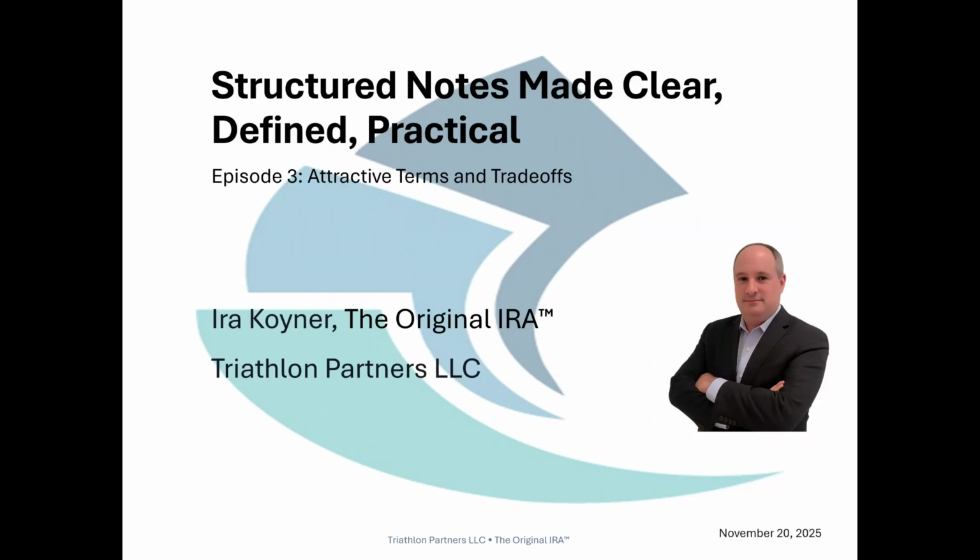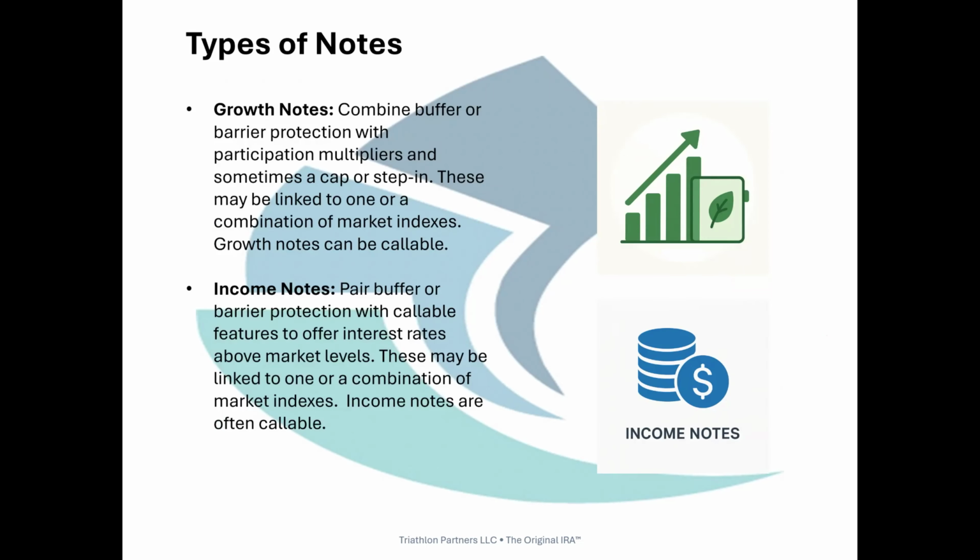Why these terms are so attractive in structured notes and what the trade-offs are of investing in a structured note versus investing in the underlying asset that the note is based on. Now, there are two types of notes. There are growth notes, which combine a buffer or barrier protection with participation multipliers, and they're linked to one or more market indexes. Or we also have income notes, which pair some protection with a high interest rate. Income notes are often callable.